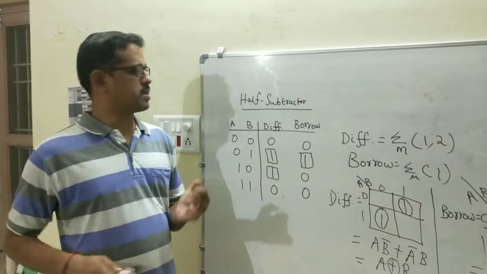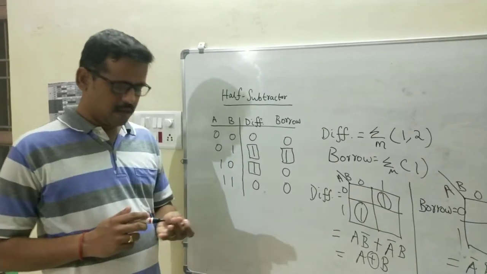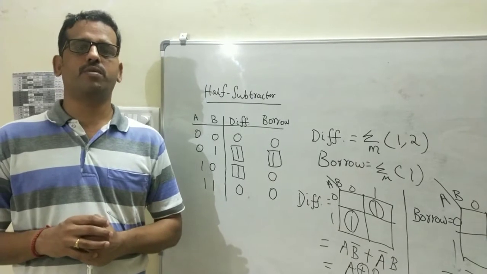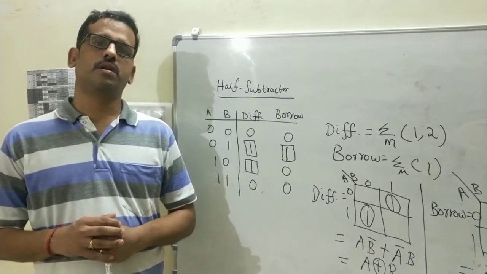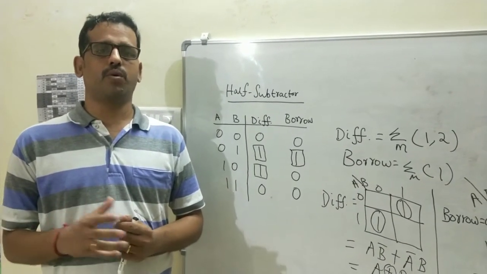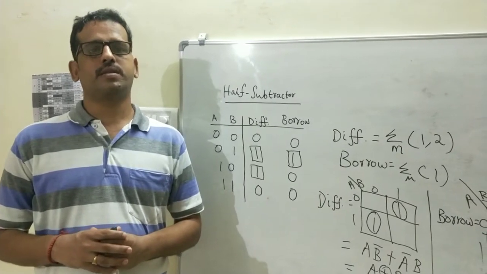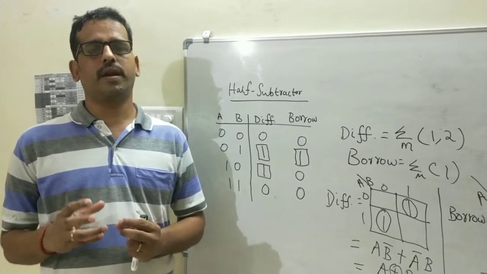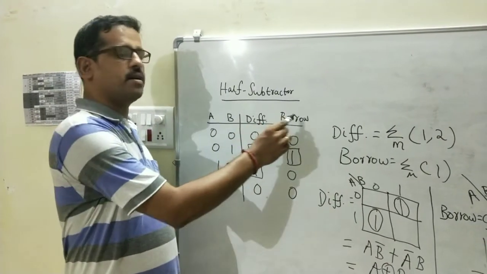Today we are going to discuss half subtractor. Half subtractor is a combinational circuit which takes two inputs and provides two outputs called difference and borrow. As the name implies, it is going to subtract the two inputs and produce the two outputs, namely difference and borrow.